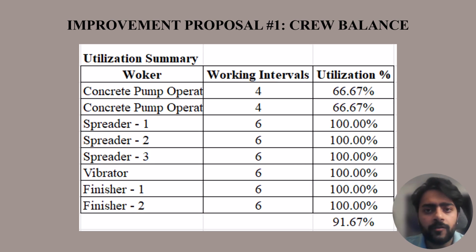We reduced the number of spreaders from 6 to 3 and reassigned the rest to support roles like vibration and finishing. The crew was reduced from 12 to 8 without impacting the productivity. This not only cut down on crowding but also improved coordination, making transitions between tasks more efficient.